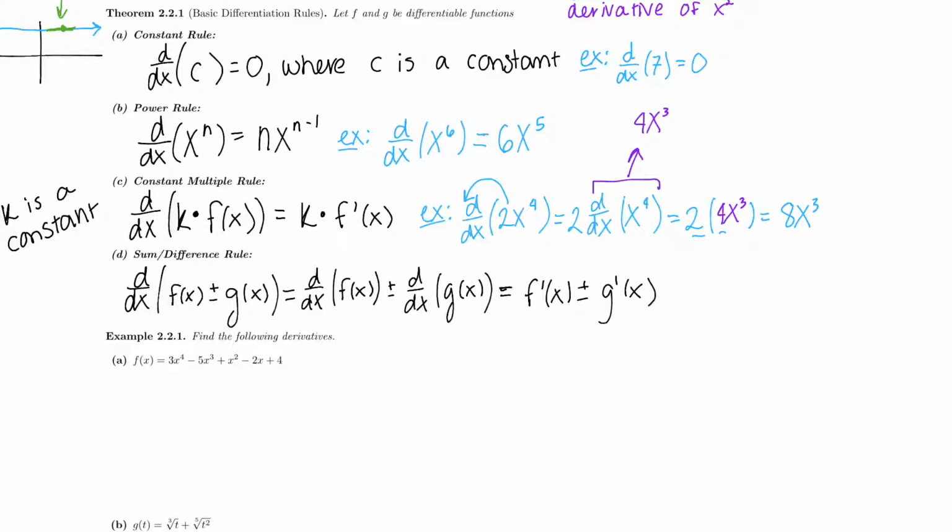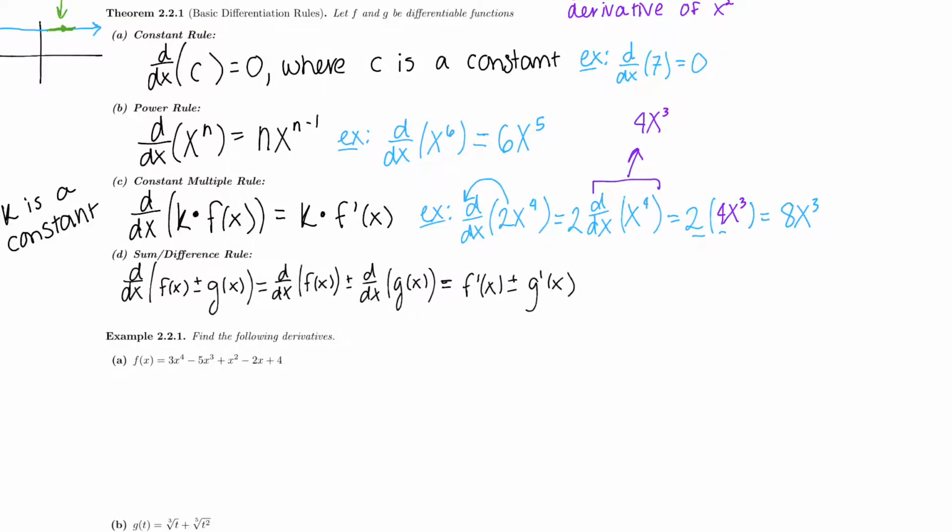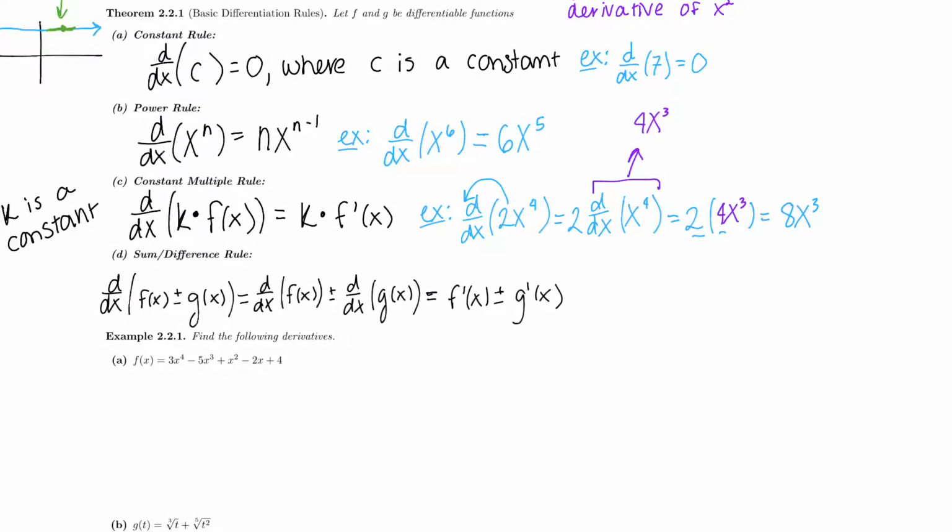Hold on, I want to shrink him down a little bit so I can maybe put an example in there. So as an example of this, if maybe we had x squared plus x to the, let's do 10. And we're taking the derivative of that. We would take these derivatives separately.